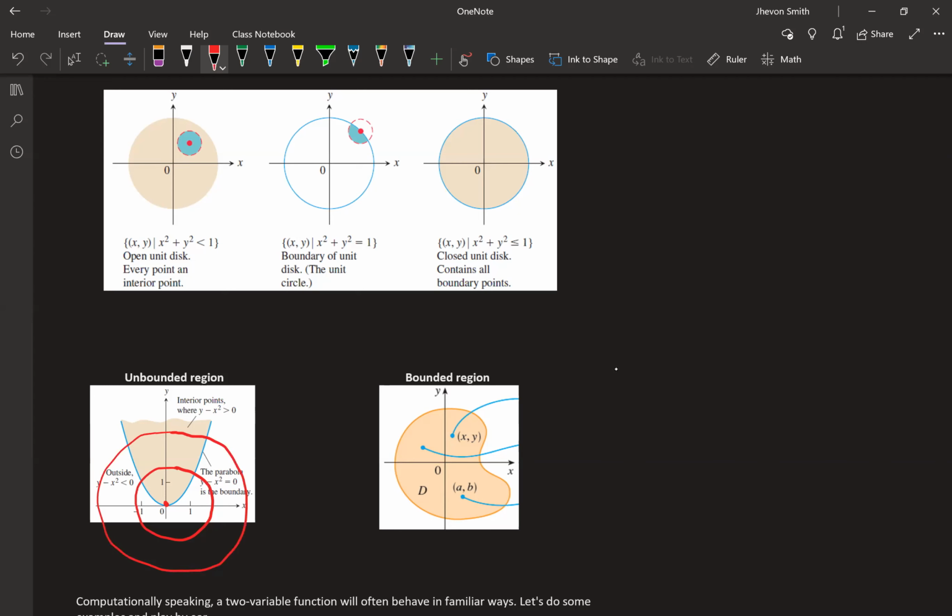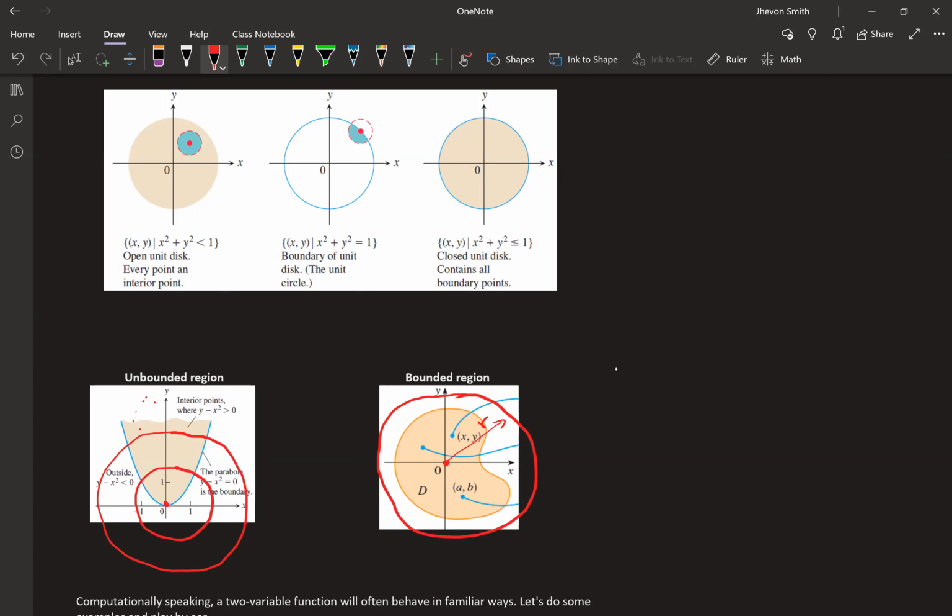If no matter what size circle you draw, there will always be points outside of your circle, we call the region an unbounded region. So an unbounded region means the entire region cannot fit inside a circle of finite radius around the origin. For a bounded region, it is possible to create a circle big enough that it will encapsulate the entire region. It doesn't matter how large the radius has to be, but as long as there's a radius where I can fit everything inside, we call it a bounded region.